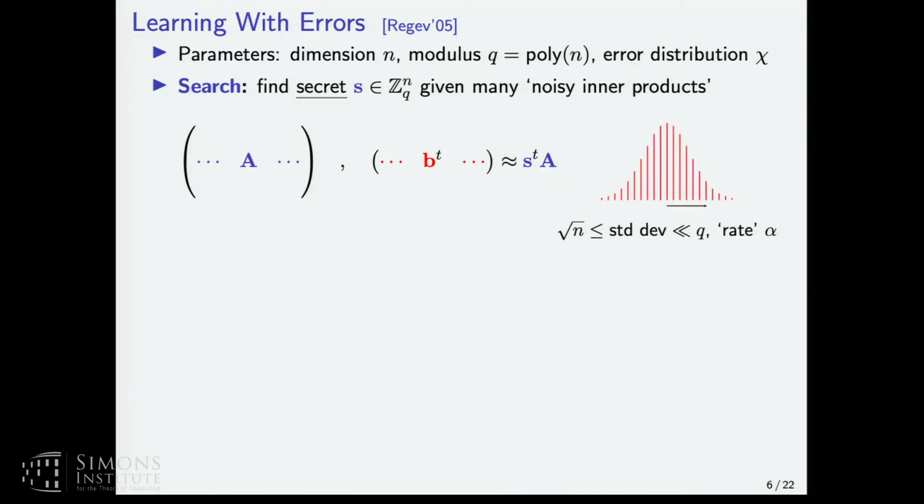Okay, so one observation immediately is that if there were no errors, or if you knew what the errors were, then you could easily solve this problem. This B would be exactly S times A, and then just using linear algebra, you can solve for S, because you know what A is. So it's the errors that make this problem difficult.